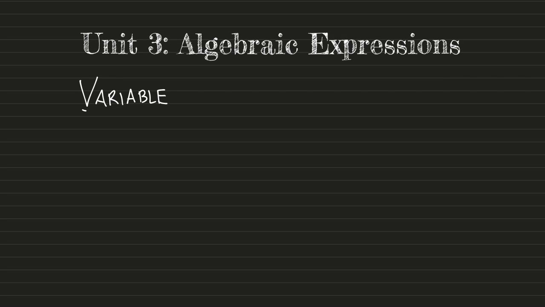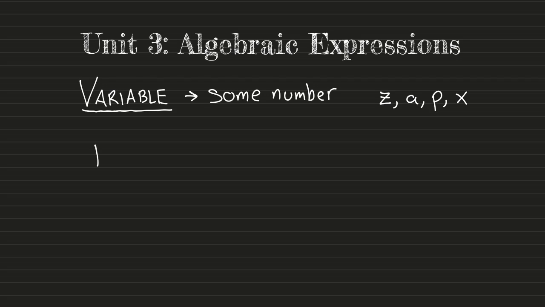Think about that word. The word variable has the word vary in it. We can think of this as some number that either we don't know or can change. It can vary. We usually use a letter, so we'll use Z, A, P. The most common one you'll see is X, just to represent some number that we either don't know yet or that we can change. We can think about a variable as a little box inside of which there is a number that we might call X.